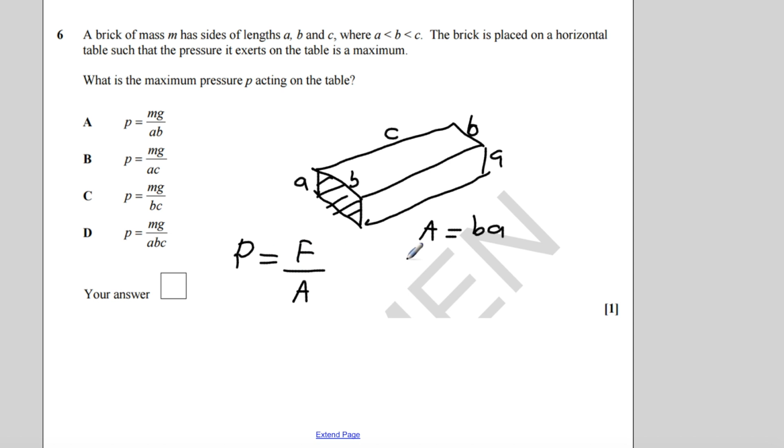The force here is the weight of the brick. So our force here is the mass times the acceleration due to gravity. So we need the force divided by the area, so mg over BA or AB, whichever way you like, and that gives us our pressure. And that matches up with answer A.